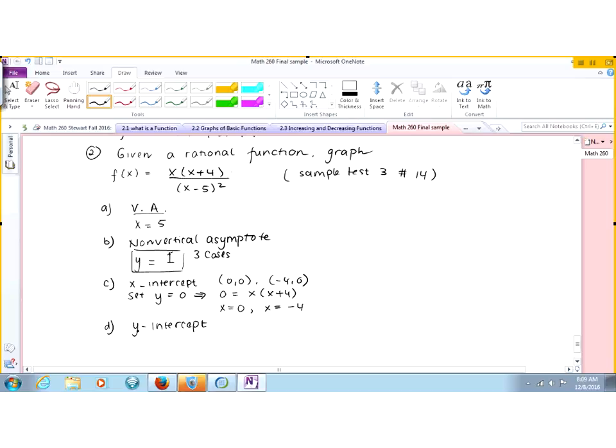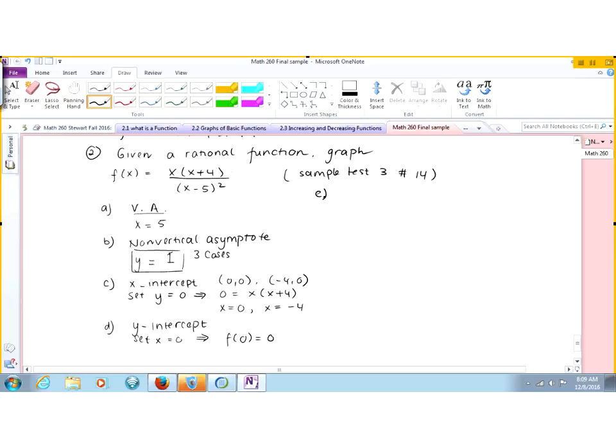Now D, y-intercept. How do we get the y-intercept? Set x is equal to 0. So what happens when x is 0? f of x, f of 0 is equal to 0.